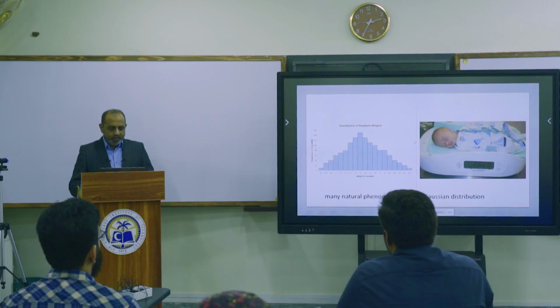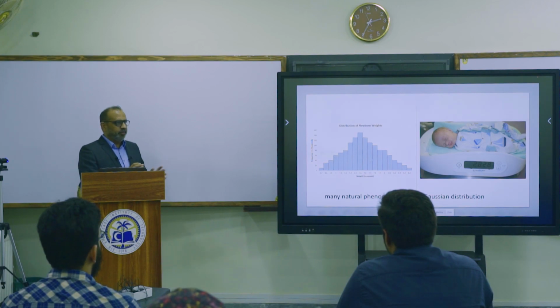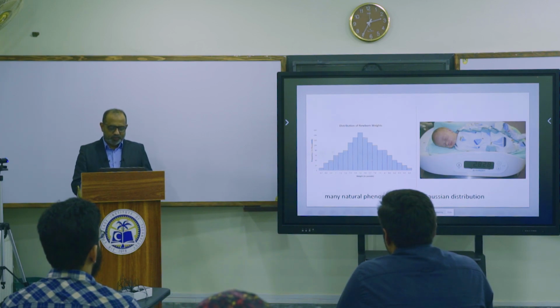For example, there are many natural phenomena, like this is the distribution of newborn babies' weight. Maybe for a specific baby, you don't know how much weight the baby is going to have. But once you have 1,000 of these, you can know that 10 will be of this weight, 20 will be of this weight, 30 will be of this weight. Because this distribution is in nature, that's why it's called the natural distribution or Gaussian distribution.